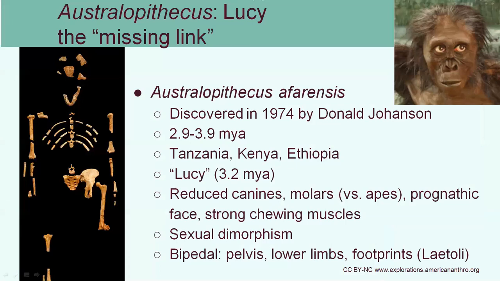Okay, so to answer that question of what came first, the large brain or bipedalism, we finally got our answer in 1974, when the first Australopithecus afarensis was discovered. Australopithecus afarensis is an ancestor that lived over 3 million years ago, and it was found in Africa. Basically, they named her Lucy.